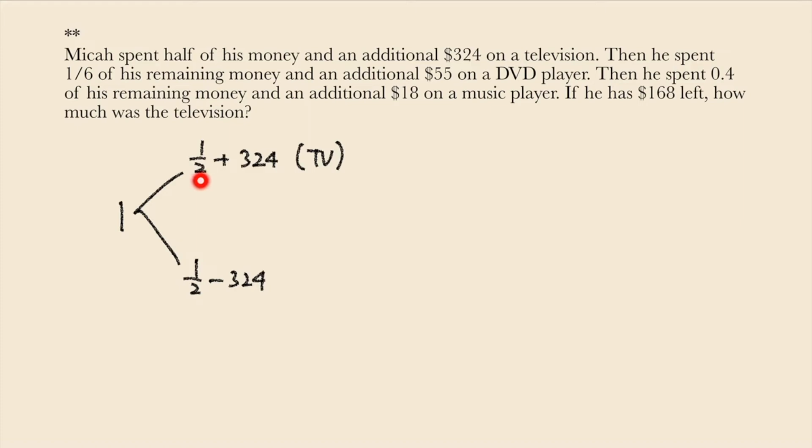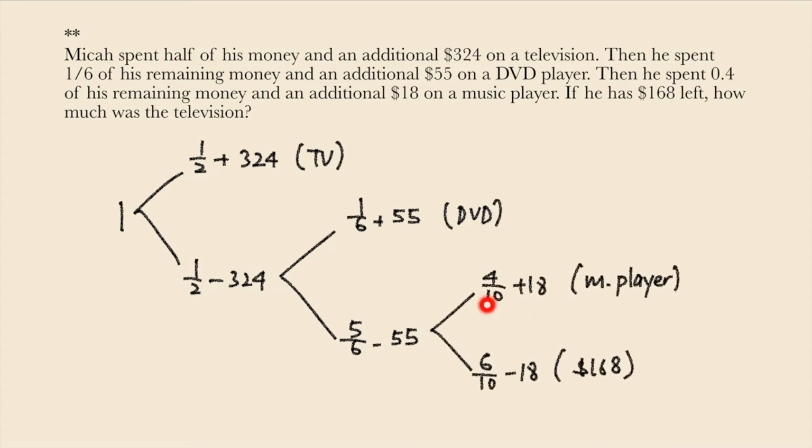Micah spent half of his money and an additional $324 on television. Okay, well, there it is. Then he spent 1/6 of the remainder and an additional $55 on the DVD. If you even know what a DVD is. Then he spent, oh my goodness, what's this? Alien right here. It's 0.4. Now, hang on. Is that $0.4? No. That is, if you know your decimals, 4/10. That's a fraction. Okay. Now, I can write 4/10 or I can write 2/5. It doesn't matter. And an additional $18 on the music player, which means the other branch is 6/10 minus 18. And we are told this is 168 actual dollars.